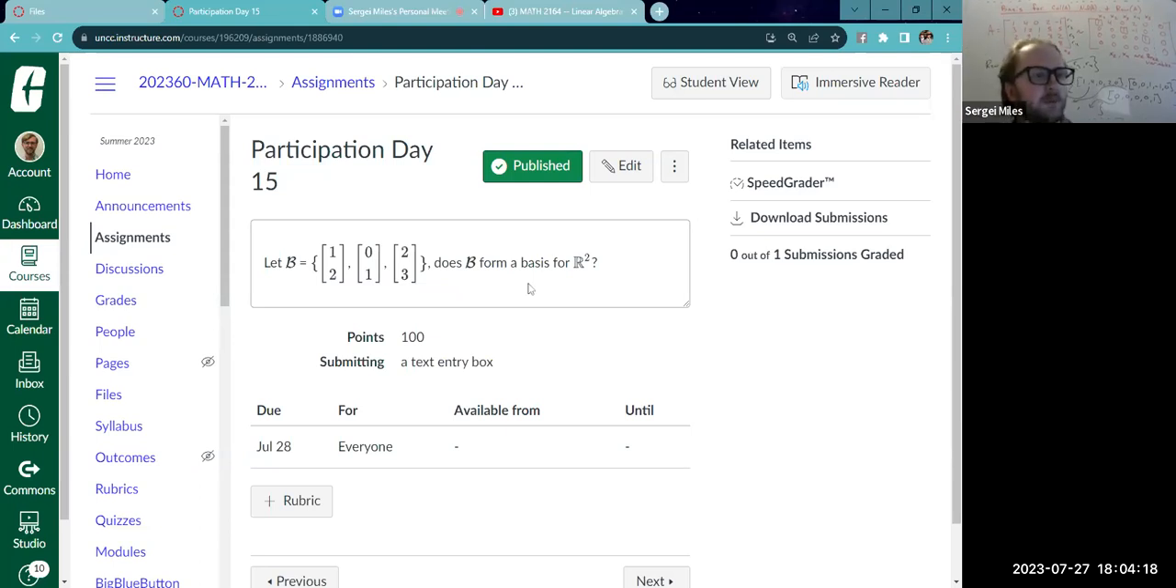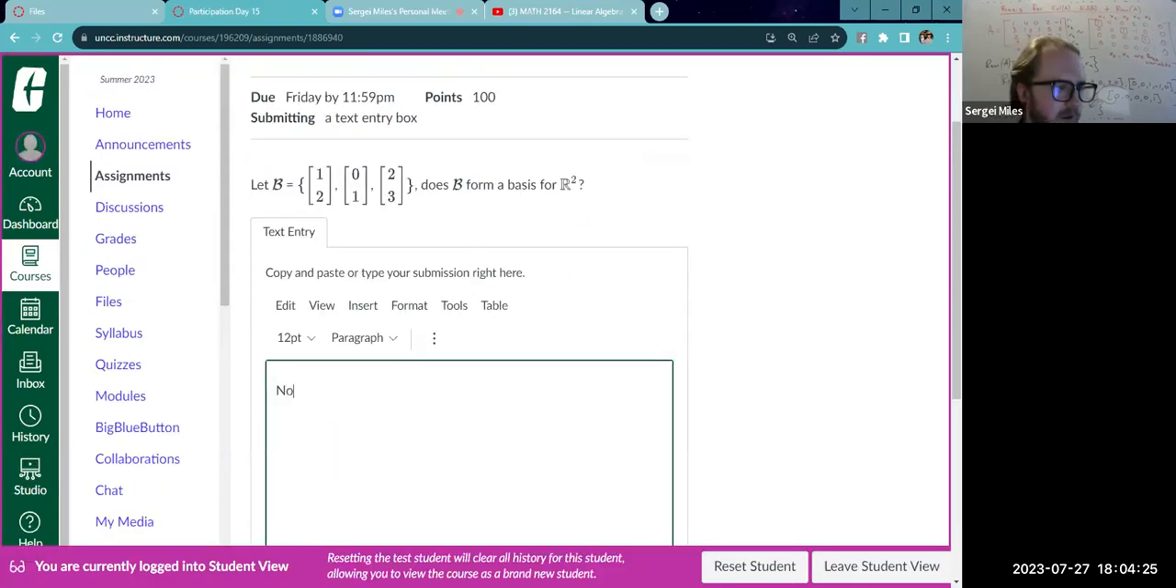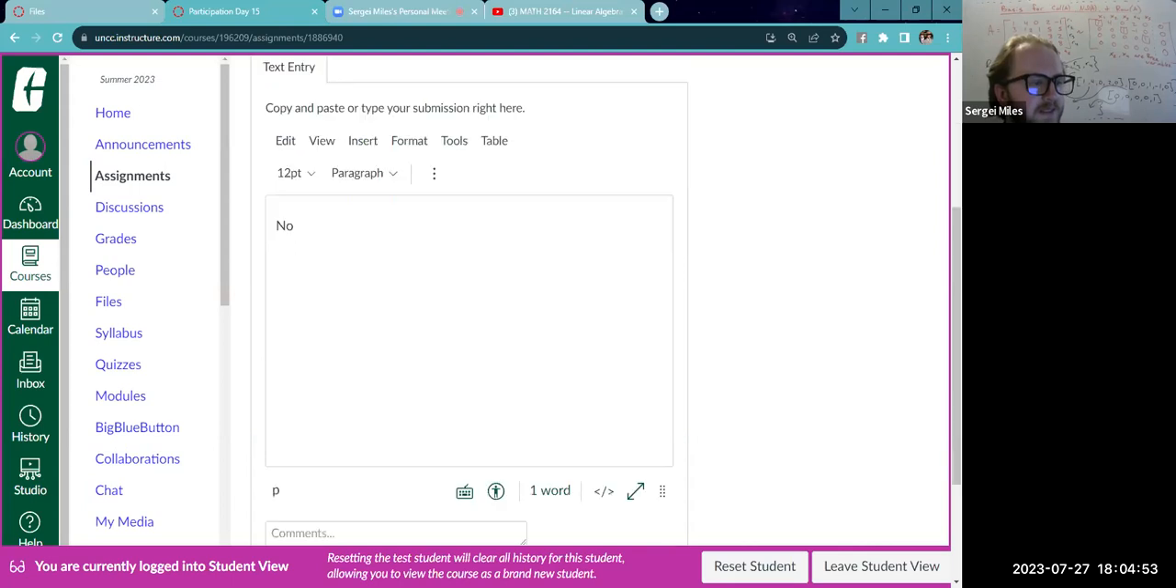So to answer today's question, does B form a basis? The answer is no. And so quite literally, that's all you need to type. You can just type no, and that'll get full credit. The whole point to highlight here is that this is not a basis because there are too many vectors. Because R2 is 2-dimensional, every basis for R2 will only have 2 vectors. So because there are 3, there are too many. It's impossible to get a pivot in every column. Therefore, they're linearly dependent, and this is not a basis.